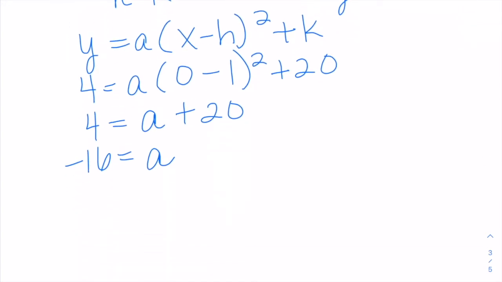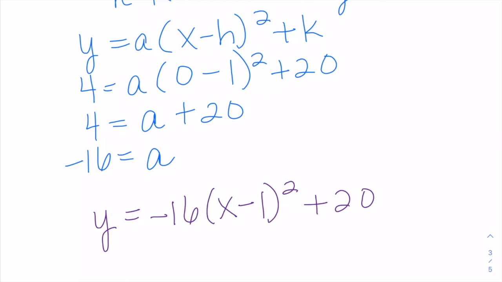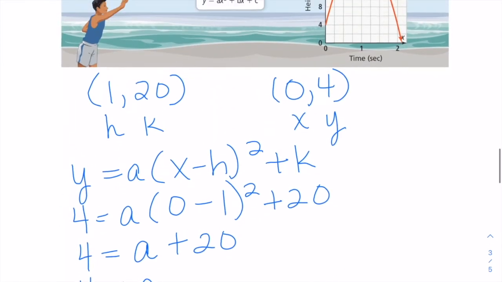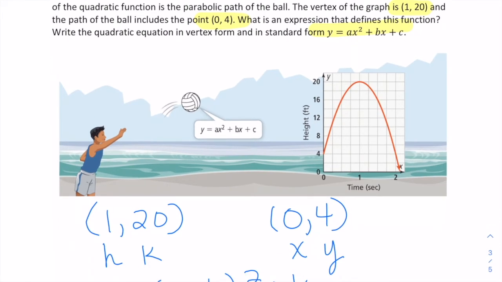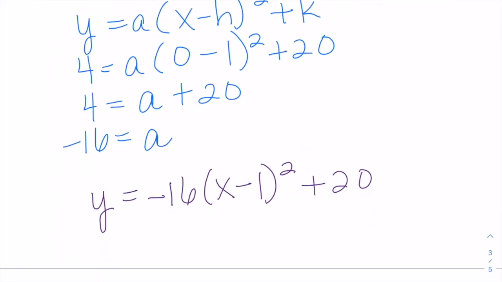Now in vertex form, this equation, I'll use a y, equals -16 times (x minus 1) squared plus 20. Now that's the equation in vertex form. Just want to be wary that this question was asking for the equation in standard form. So that means we're going to have to multiply everything out. So if we FOIL this out, you get (x minus 1) squared, so that's x squared minus 2x plus 1.